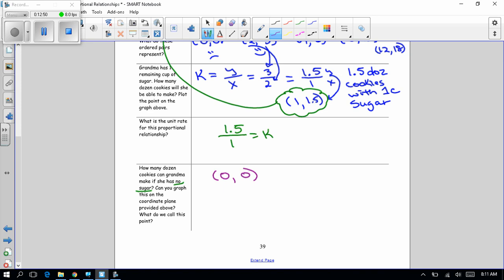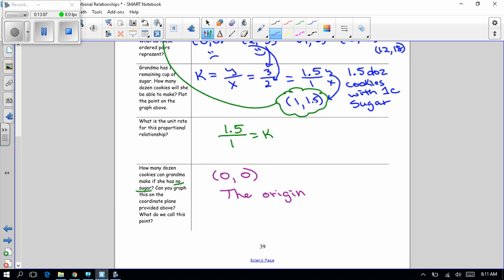What is that spot called? That point is called the origin. 0, 0 is always the origin. It is where the graph originates, hence the word origin. It's where it starts. Okay?